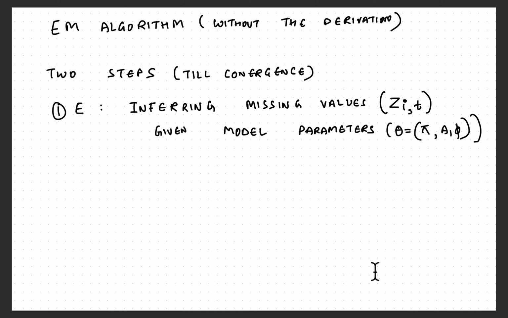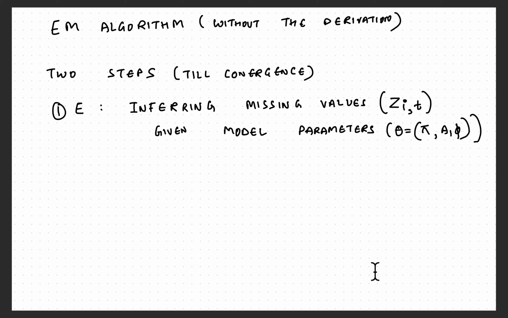So the expectation maximization algorithm, as we've discussed, is an iterative algorithm, which means that you will have to repeat some steps till convergence. This is a fairly standard iterative algorithm in that sense. In the E step, you're trying to infer the missing values, Zi,t. So i is indicating the ith sequence, and t is the tth timestamp within that sequence, right?